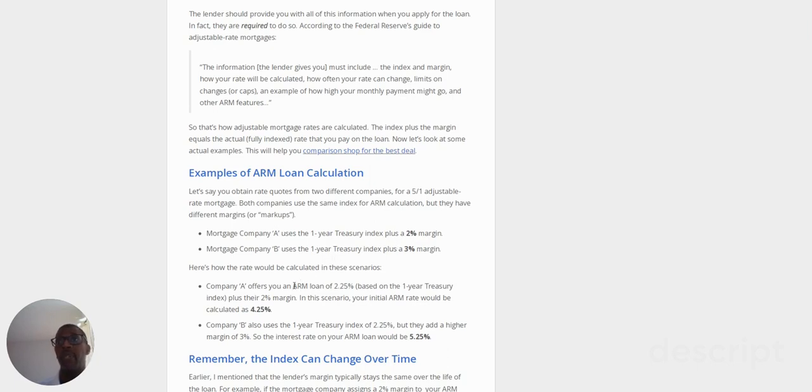So in these scenarios, company A is offering you an ARM loan. Let's say the 1-year Treasury is at 2.25% plus the 2% margin. That calculates to a 4.25% initial ARM rate. And then company B, we said that they're using the Treasury index plus 3% margin. So we know that the Treasury index is 2.25%, and the margin that they're charging is 3%. So your initial ARM loan would be 5.25%. That's just a couple of examples of how the ARM loans are calculated.